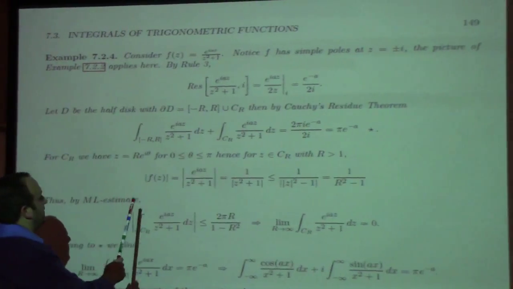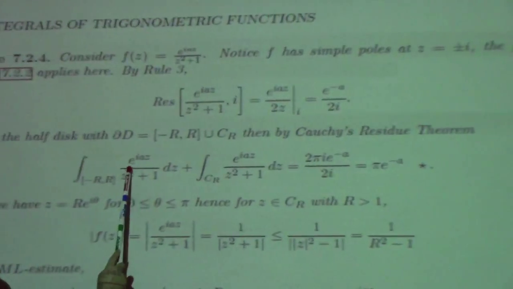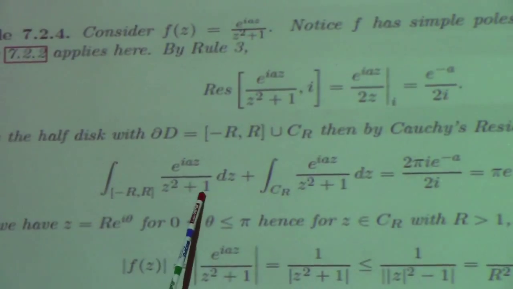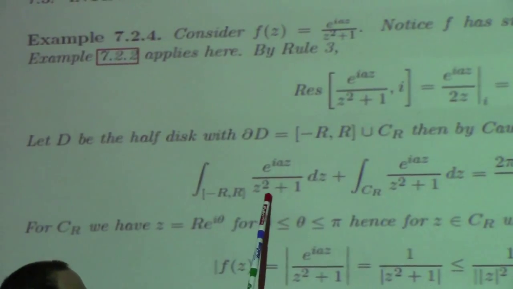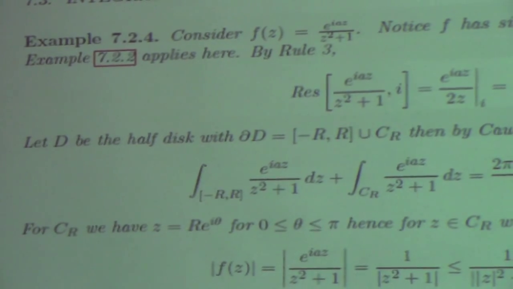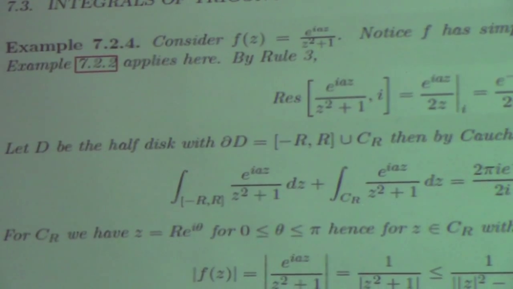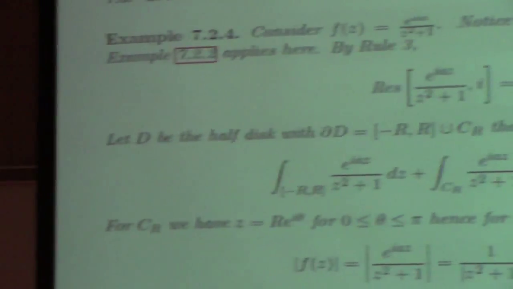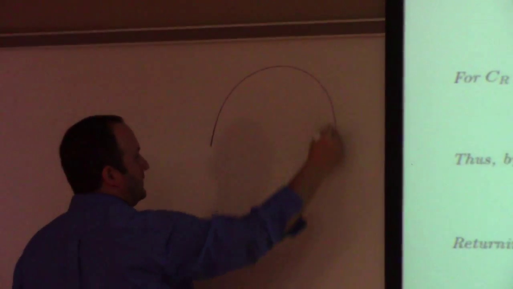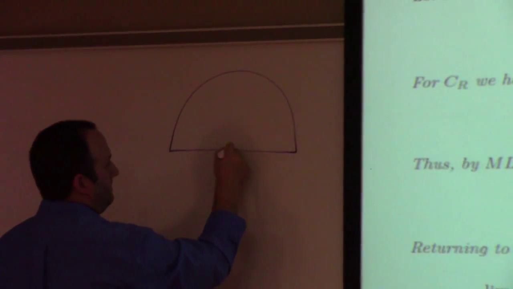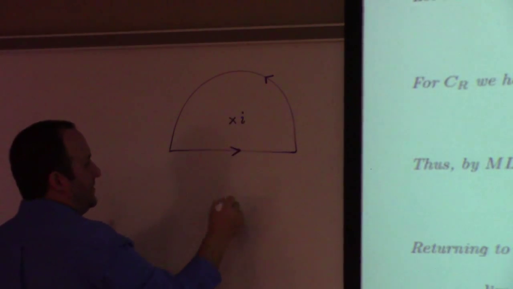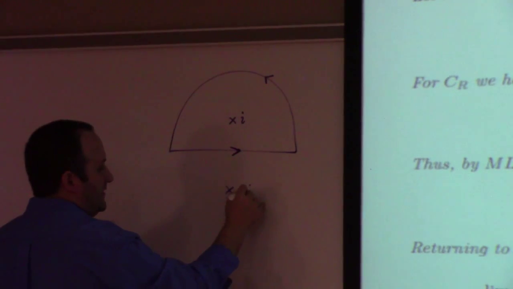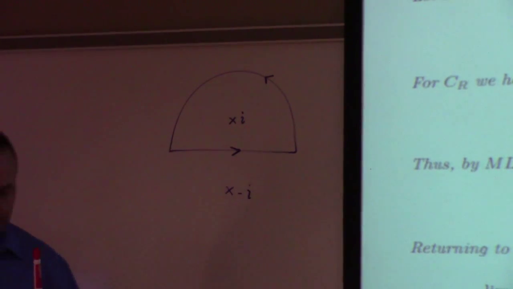And so basically the question is, where is the singular point of this function? Well, the exponential is holomorphic, it's entire, so the only thing we worry about is where the denominator is 0. The denominator is 0 at plus or minus i. So if we do the integral over the half circle like this, counterclockwise, the only thing we really have to worry about residue-wise is i, because minus i is down here and it's outside, so Cauchy's residue theorem doesn't care about that.